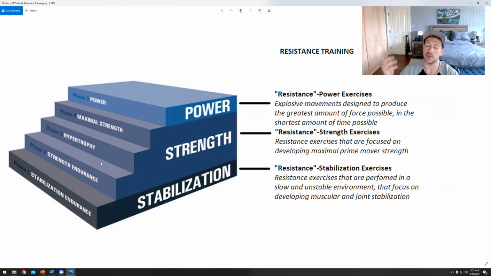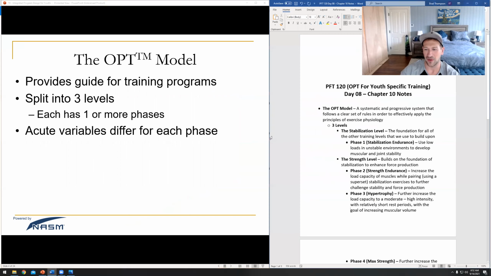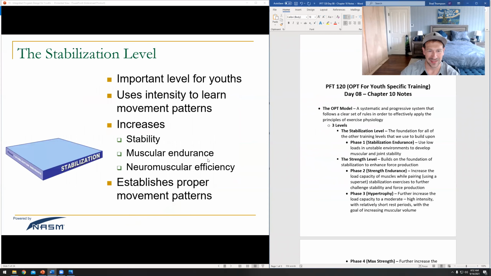Which makes sense again, because the idea behind the OPT model is that it's systematic, right? You are building a foundation and then you are building upon that foundation as you go up. We're setting the foundation down so that we can put the walls up and eventually put the roof on, like our weight training house here. So stabilization level, obviously very, very important for youth clients, but really important for anybody.